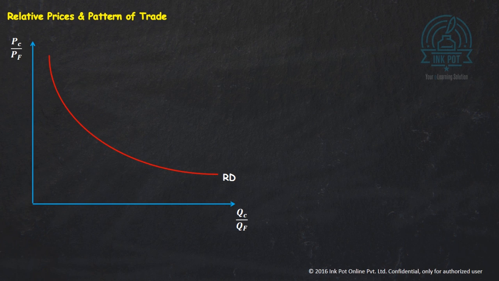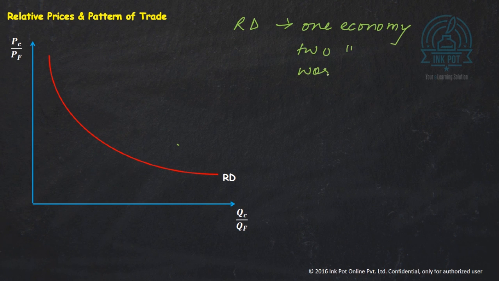We are saying this is the RD curve of the world. I've said this before, and I'm going to say it again. When we have an RD curve, whether it's of one economy, the second economy, or the whole world, if my tastes and preferences are the same, then it will stay right here.